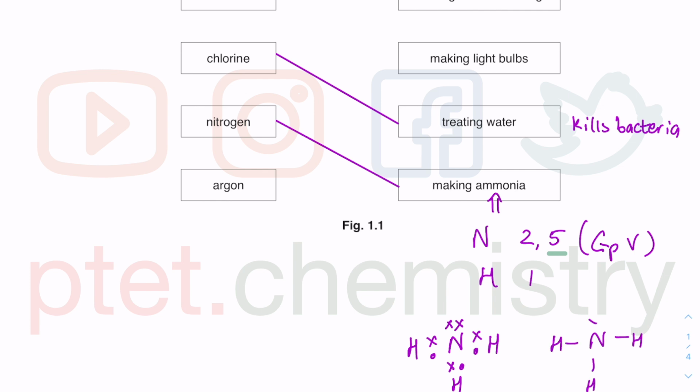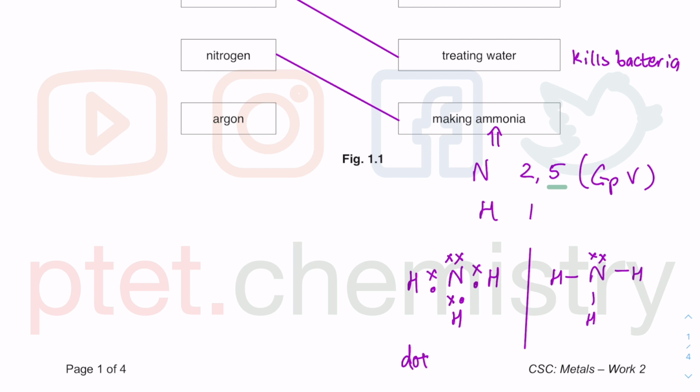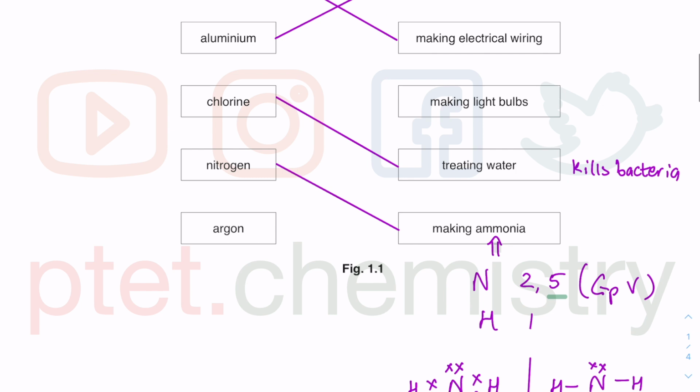If I draw the display formula, this is what it looks like. Dot and cross, show dot and cross. This is what you call display formula, where we have learned this all in Year 9 as part of covalent bonding. So nitrogen is a reactant in making ammonia. Ammonia is very important to make fertilizers, which is of course very important in the global agriculture industry.